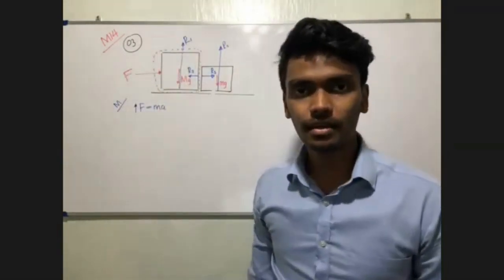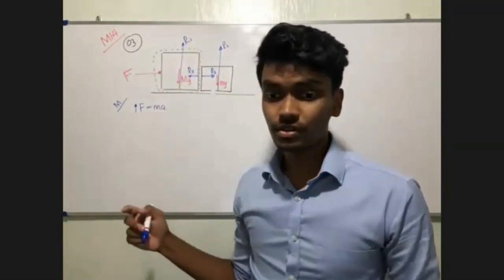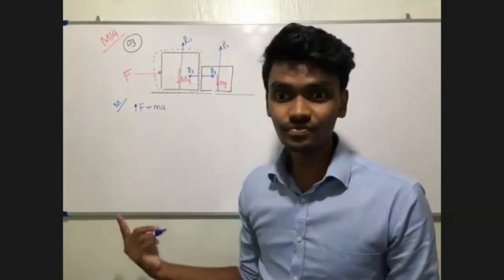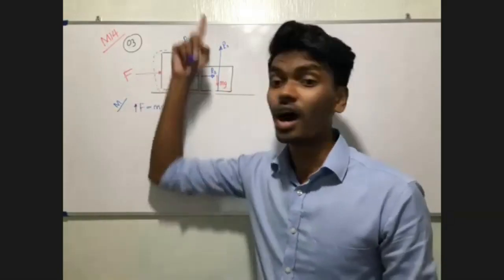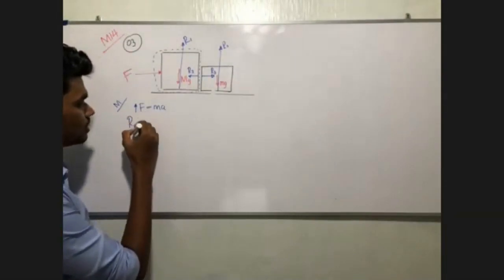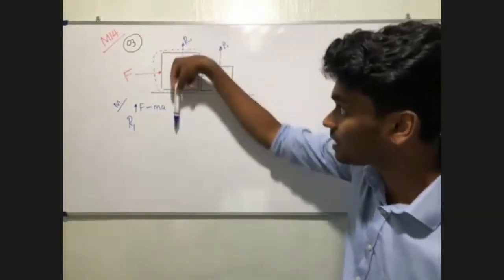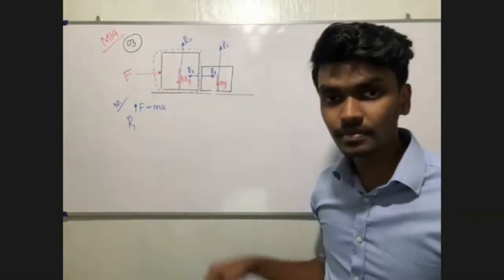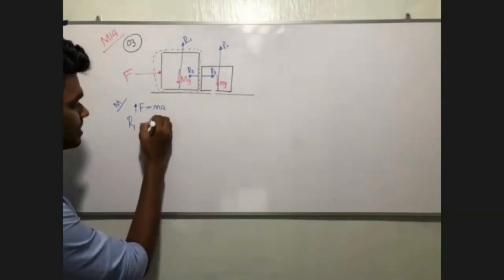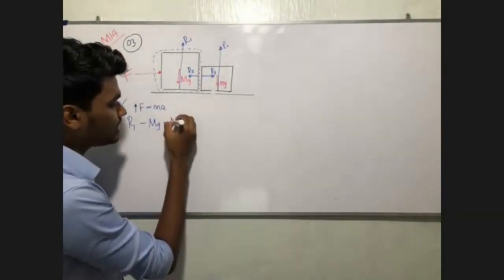F equals MA. What is the upward force acting on capital M? R1. What is the downward force acting on the capital M? Mg. Since it is downward, minus Mg. Its mass is capital M.